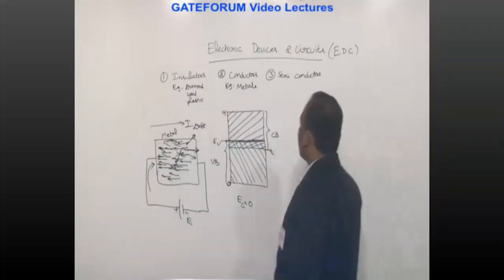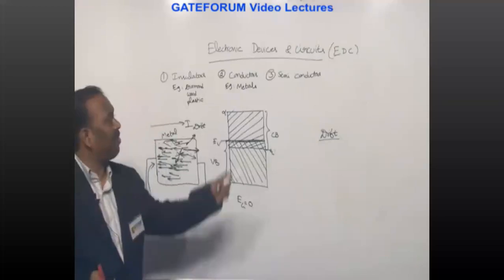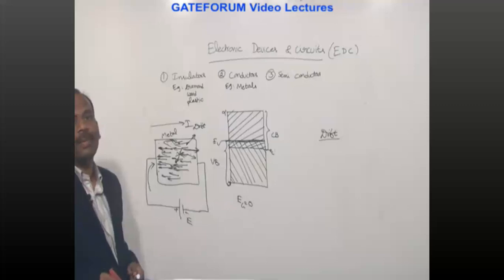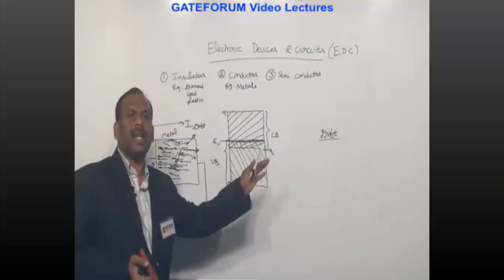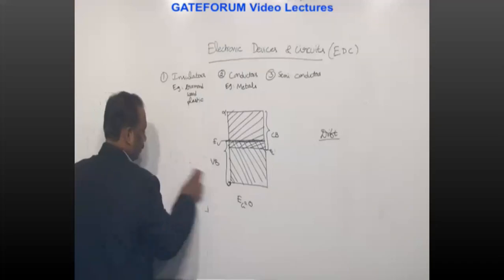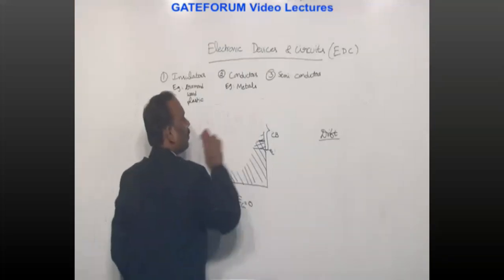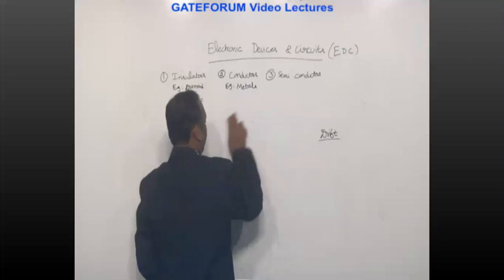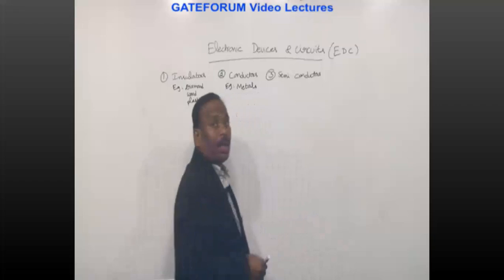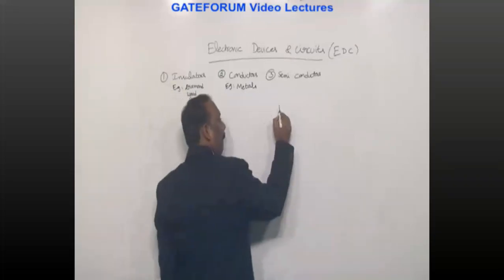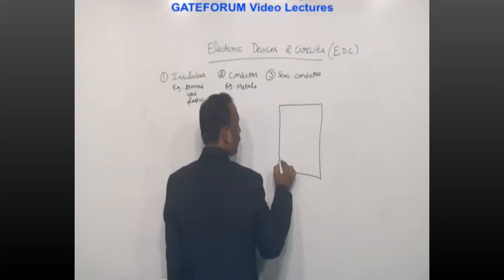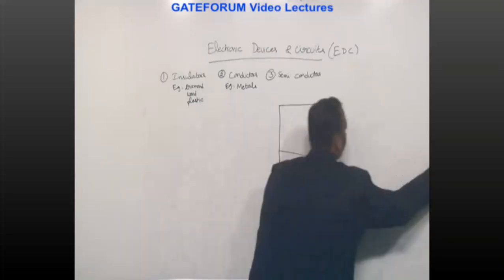Next, the expressions for drift and diffusion, I'll give once I complete semiconductors. Once I complete the basic theoretical part, then we'll go for the formulas. Now comes the next topic: semiconductors.